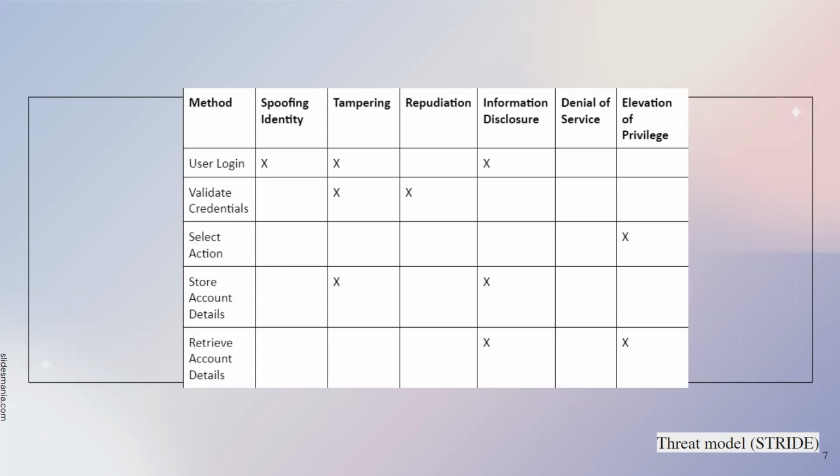Lastly is retrieving account details, which includes information disclosure and elevation of privilege because if access controls are insufficient, an attacker might be able to retrieve account details of others, violating data confidentiality, and they might exploit vulnerabilities to access account details without proper authorization.